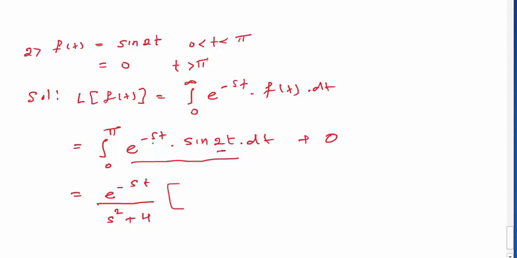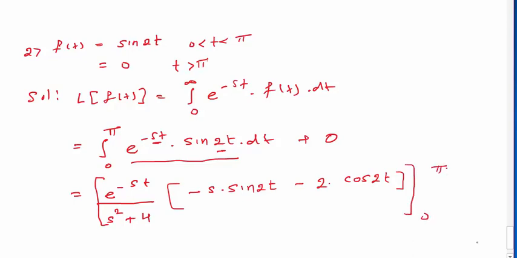This is one term and this is another term which I have taken here. Now here it is minus s into sin 2t minus 2 into cos 2t, and the limit will be between 0 to pi. So for this whole, my limit will be 0 to pi.